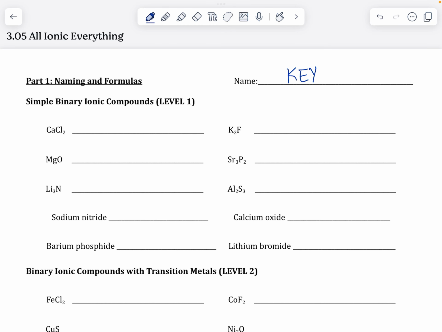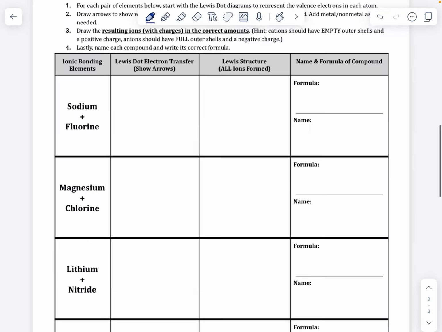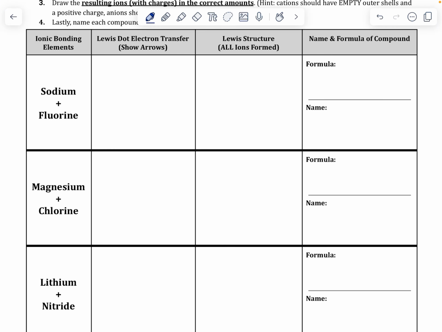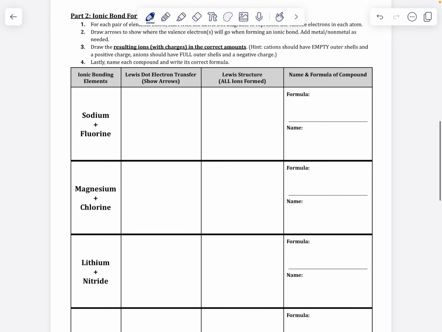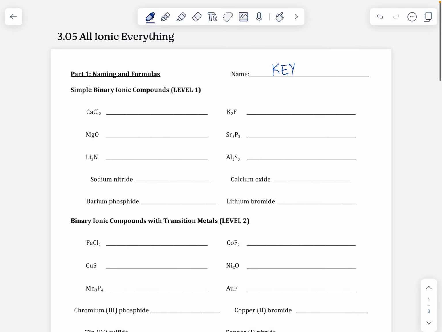All right, hello. We are going to go through 3.05 right now, just for a nice little video that'll go through the various naming and formula writing rules that we have for our ionic compounds, on top of going through and just doing some of the structures for these ionic compounds, when and how those ions are formed, and a little bit of multiple choice action there. So I'll only do a couple from each section, just because you'll use those to work through any of the other ones that aren't listed here.